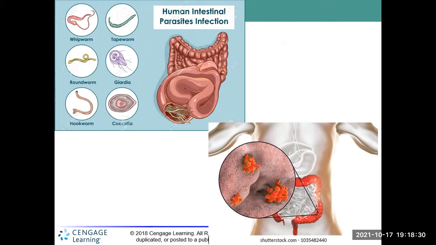Here's some images of parasites, and you can see they'll attach to the intestinal wall. Here is a whipworm. This is a tapeworm, roundworm here, Giardia, hookworm, Coccidia. And here you can see this looks like roundworm or maybe tapeworm, but it really looks like roundworm. And this is definitely what they look like.